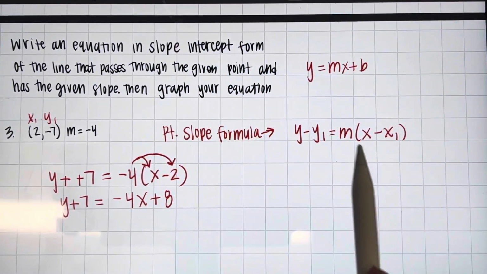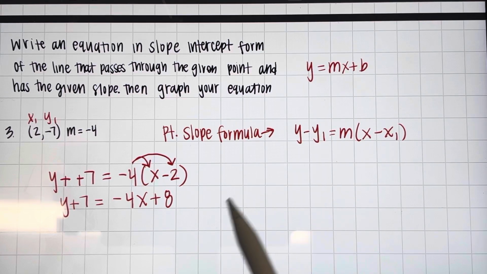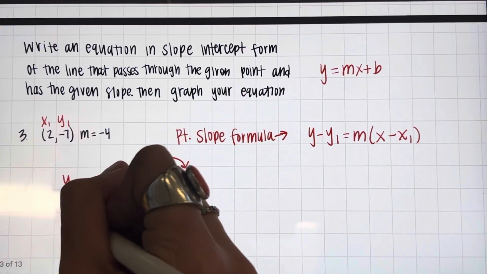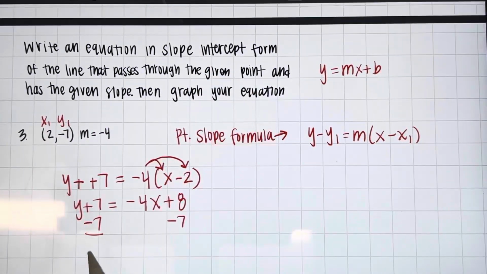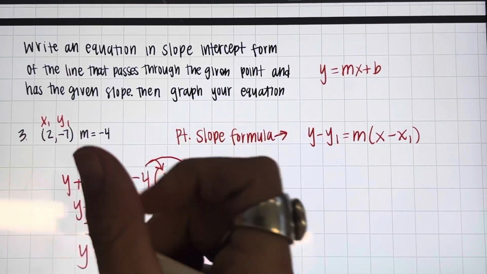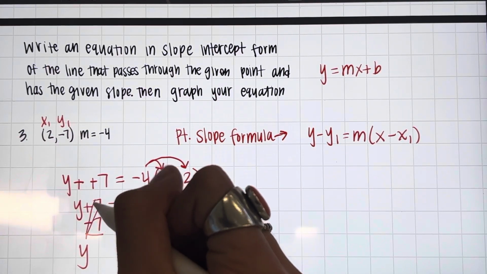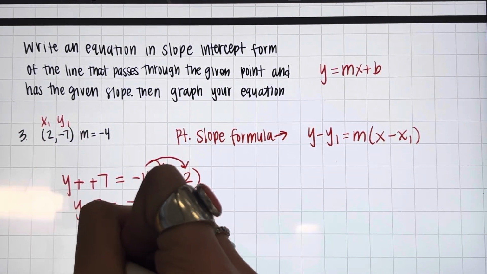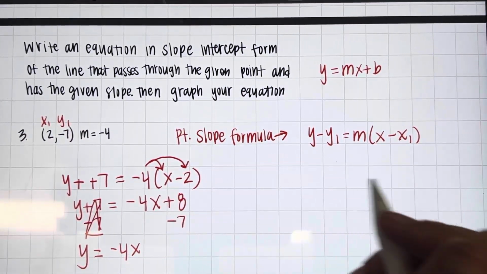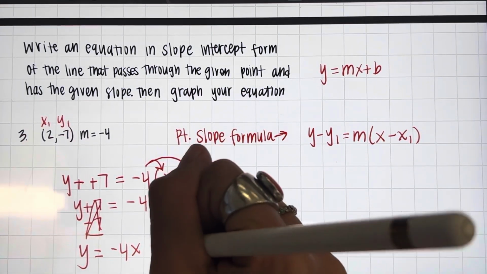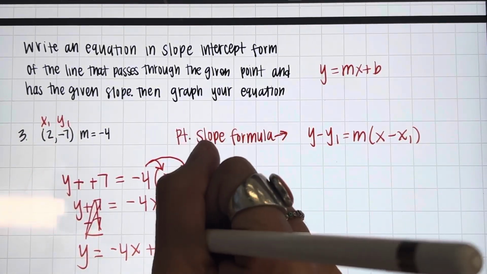Again, we're close to getting it in this form, but we're not quite there yet. We still need to isolate this y. In order to do this, we're going to go ahead and subtract 7 from both sides. Okay, we're left with y. This +7 and -7 cancel out. We'll be left with y equals -4x. We have a +8 minus 7, which will leave us with a +1.